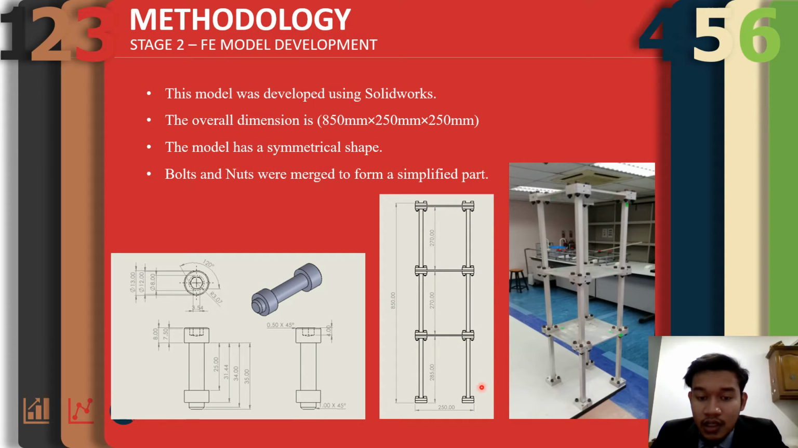So this is the side view, and the front view is identical because it is symmetrical. Next, bolts and nuts were merged to form a simplified part. This is to reduce the computational time.